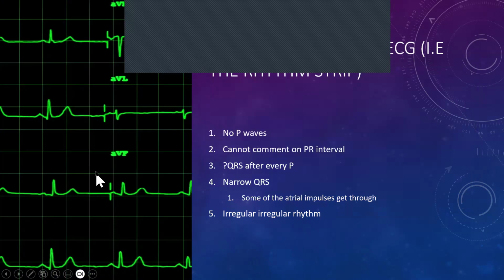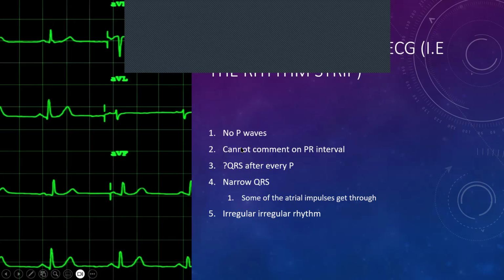So when we look at this, we need to say, okay, we know how to determine what the rhythm is on an ECG, but what will we see particularly for AFib? Those 5 things that I had told you about: P waves, PR interval, QRSs after every P, the narrowness or thickness of the QRS, and the regularity of them will actually determine the majority of your rhythm disturbances.